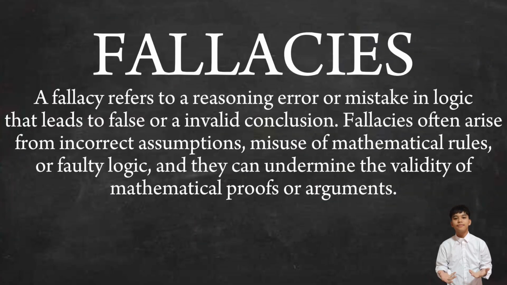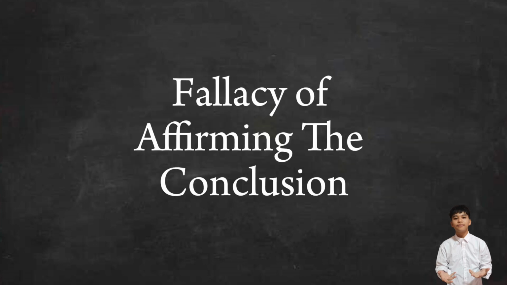Fallacies. A fallacy refers to a reasoning error or a mistake in logic that leads to a false or invalid conclusion. Fallacies often arise from incorrect assumptions, misuse of mathematical rules, or faulty logic, and they can undermine the validity of mathematical proofs or arguments. So here we have the 5 types of fallacies. First, we have the fallacy of affirming the conclusion.